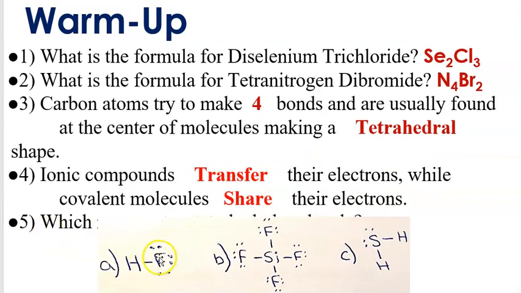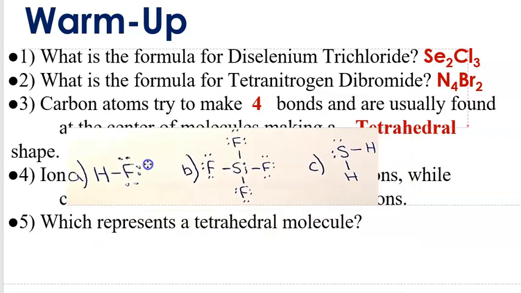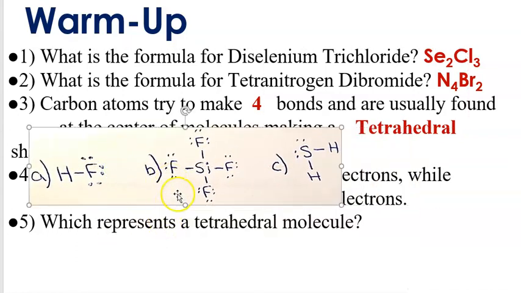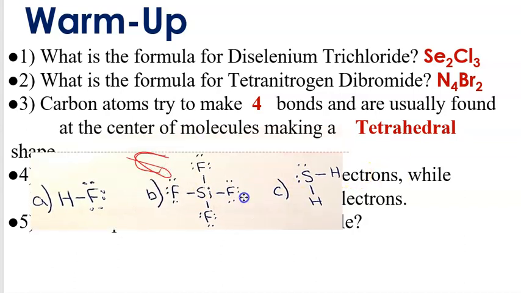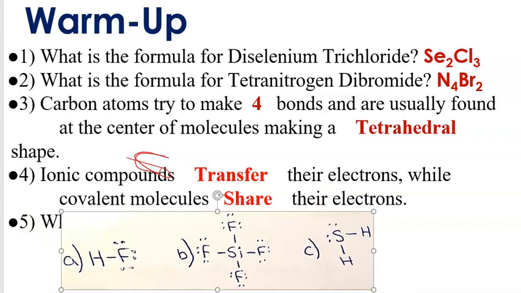Okay, so this is the one that got cut off, number 5. It says, which one represents a tetrahedral molecule? So of these choices, B is a tetrahedral molecule. So things in group 4, such as carbon, like what we talked about before, number 3, that have 4 valence electrons, will often be at the center of these tetrahedral molecules. Okay, let's keep going.